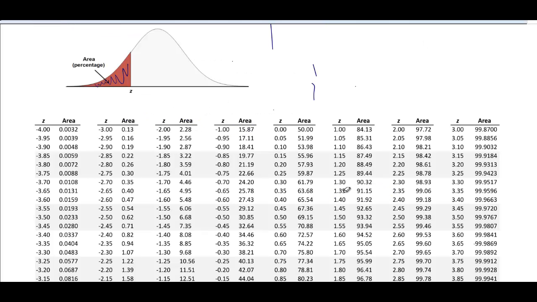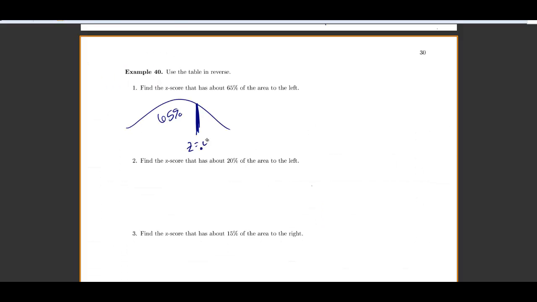Now 65%, that's the area. So I'm going to look in the area column for 65%. The closest one I can find is this 65.54% for a z of 0.4. You're not going to be able to get it exact on the table. You could get it more exact if you use the calculator or computer. But for our purposes, this z equals 0.4, that's going to be close enough. So z equals 0.4.